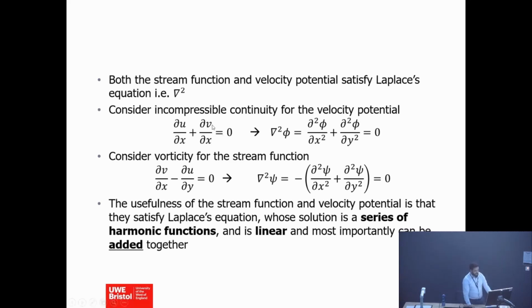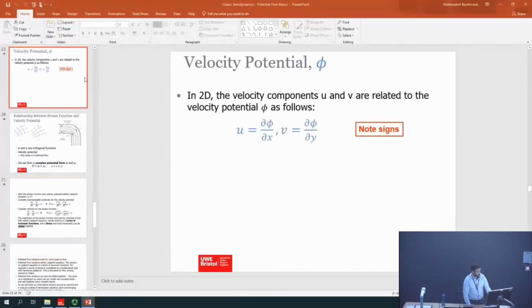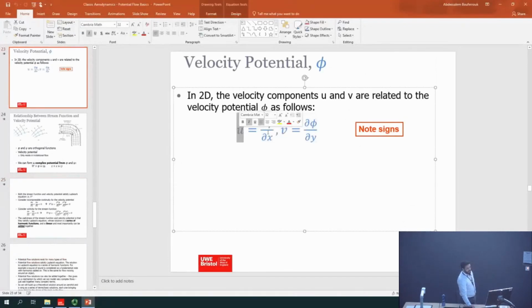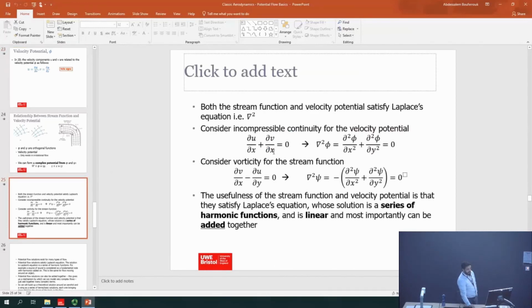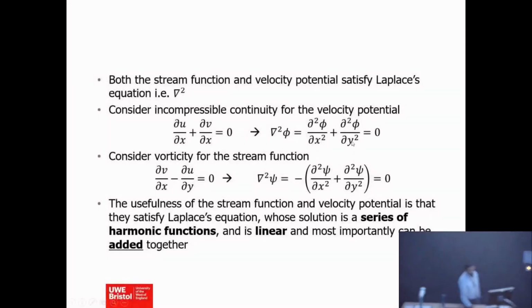Now, I've told you already that I can express u and v in terms of phi. So all I'm going to do in that equation now is substitute for u and v with d phi dx and d phi dy. If we do that, we get the Laplace operator on phi, and what you will actually get is 0. So what we're saying there is the velocity potential phi satisfies the Laplace equation, okay? Because delta squared of phi turns out to be 0.